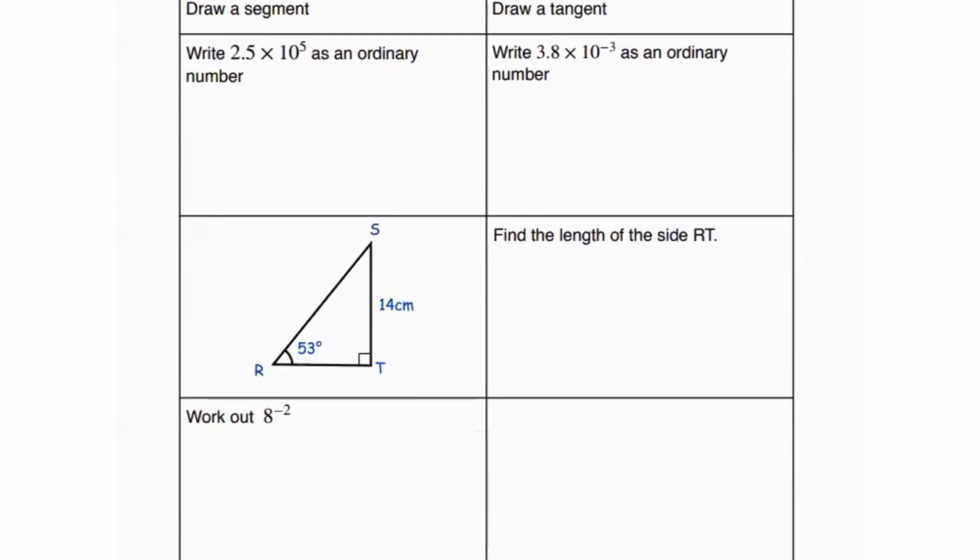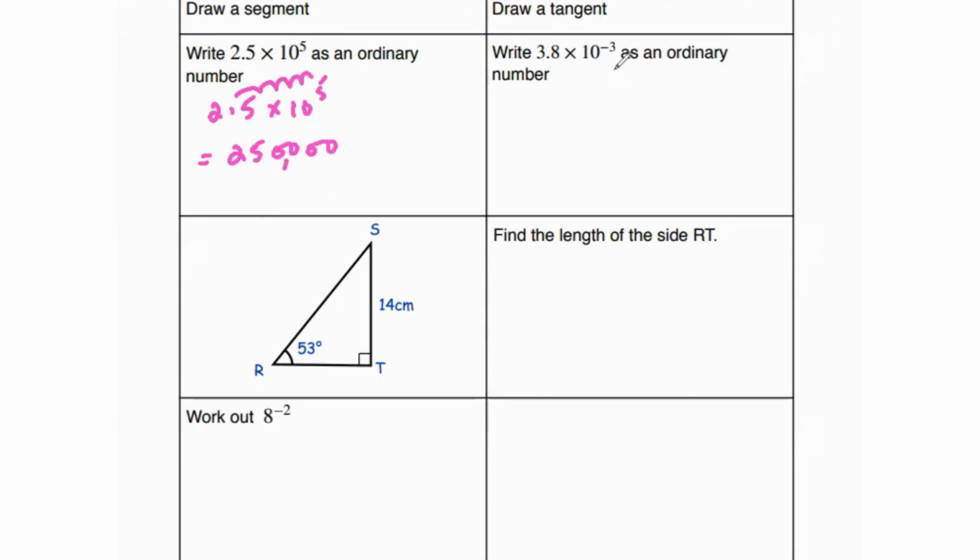Then it says write 2.5 times 10 to the power 5 as an ordinary number. So that means we will move the decimal 5 places to the right. So 1, 2, 3, 4, 5. The reason why I'm moving it 5 places to the right is because the power of 10 is positive 5. Hence, we move it 5 places to the right, and that gives us 250,000.